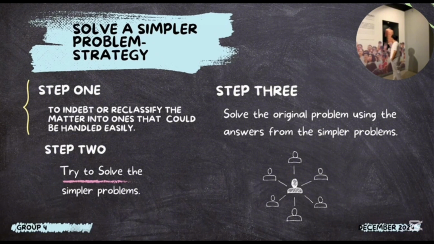Step 3 is to solve the original problem using answers from the simpler problems, meaning after you answer the simpler problem, the answer to the simpler problem is what you will use to solve the original problem. So after doing step 2, the next thing you do is step 3, trying to solve the original problem using the answers from simpler problems.